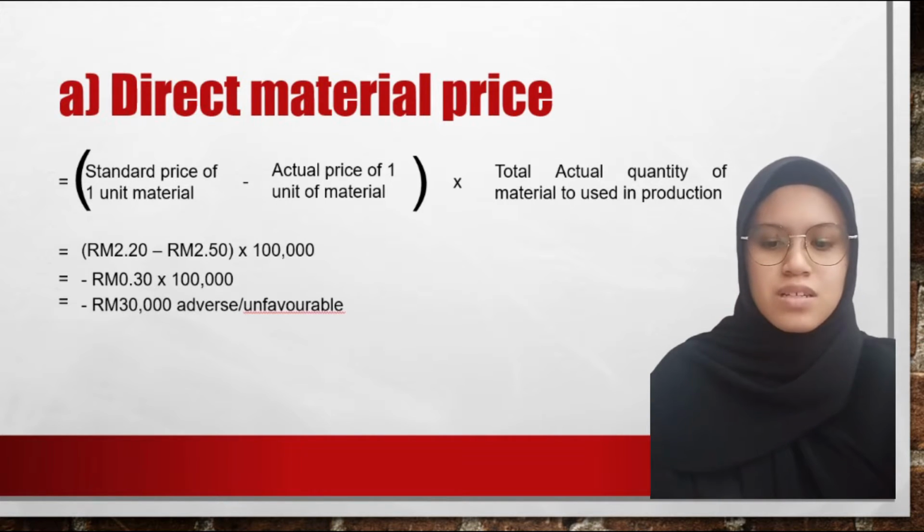The standard price in this question is 2 ringgit 20 cent and the actual price of 1 unit of material is 2 ringgit and 50 cent. Meanwhile, the total actual quantity is 100,000. So the first step, we need to minus first, which is 2 ringgit 20 cent minus 2 ringgit 50 cent, and we got negative 30 cent, and then we times by 100,000, which is total actual, and the final answer is negative 30,000, which is adverse or unfavorable.